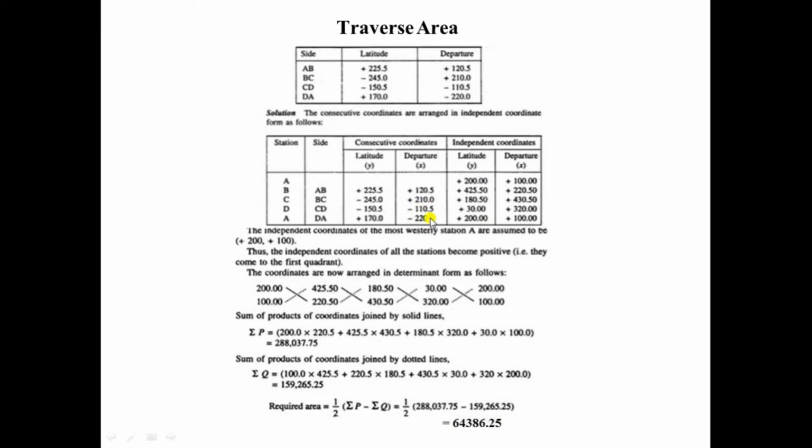After that we have to sum it and subtract. We can get that reading: 100 plus 120 is equal to 220, 220 plus 210 is equal to 430, minus 110 is 320, and after that 100. So we can see both readings are the same, the first reading and the last reading. After that we have to arrange the data in row format and adopt the cross multiplication process. As per the formula, we put the data in the formula and we get the area of that traverse.